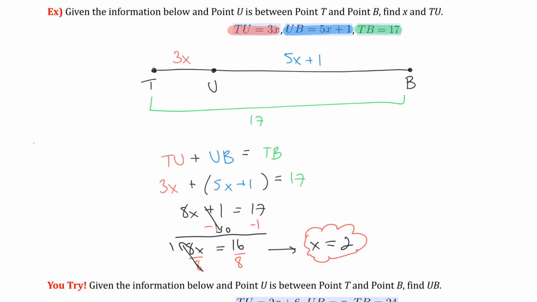It's set to solve for x. But keep in mind that in the problem, it also wants us to find TU. So TU is here, and it was given to us that TU is 3x. So let me write that equation down. TU is equal to 3x. And now what we're going to do is substitute in. So TU is equal to 3 times 2, because that's what x was. And so at the end of the day, we get that TU is equal to 6 units.